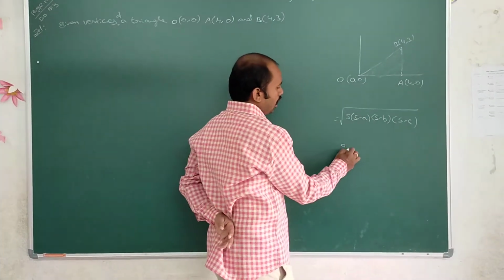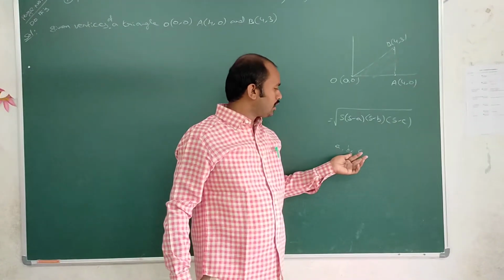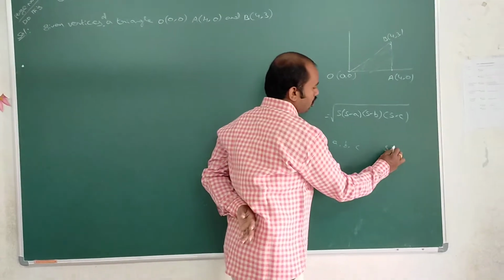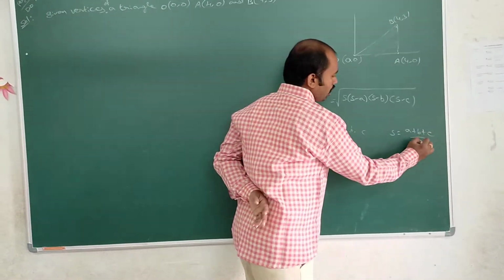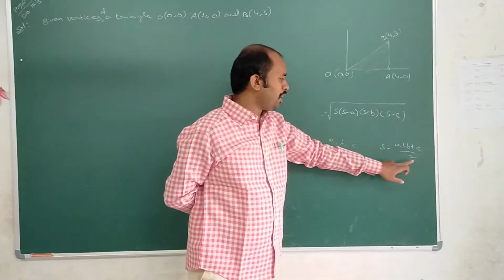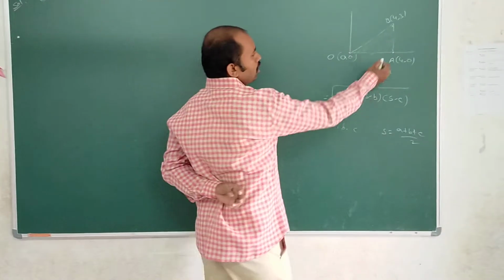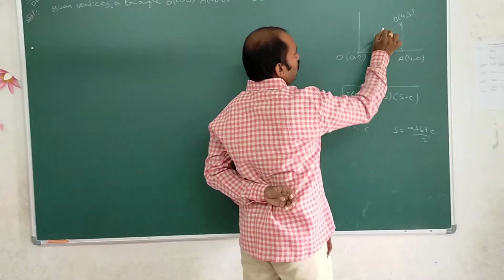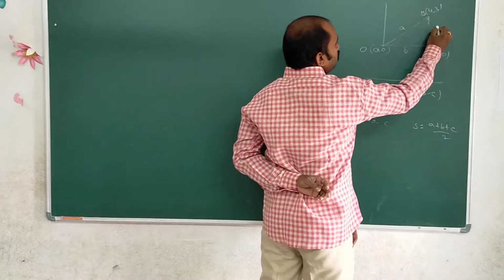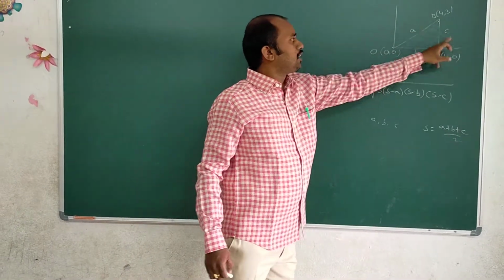Sides, what? a, b, c. That means three sides you can find. First side a, second side b, third side c. Next, s means what? s equals a plus b plus c by 2. In the formula you write s equal to a plus b plus c by 2, that is half of the perimeter. So opposite to capital A you write small a, opposite to capital B you write small b, and opposite to origin is small c. Here a, b, c are the three sides.